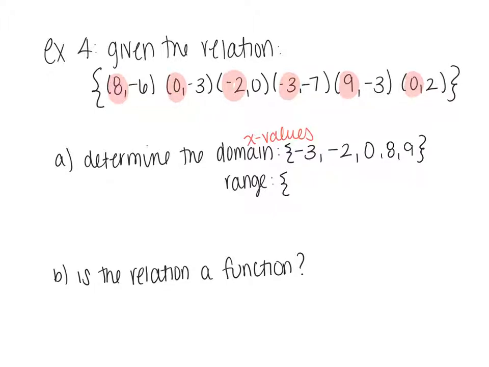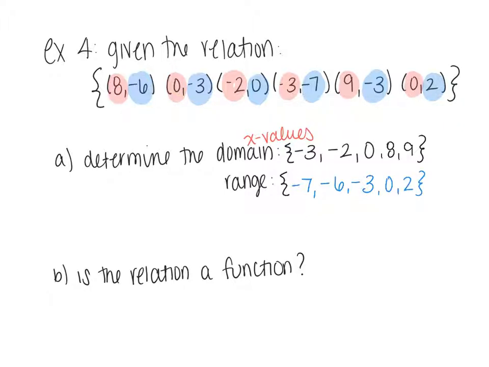My range is going to be the same thing, except I'll be listing off my y's. So -6, -3, 0, -7, -3, 2. So I'm going to list them off in least to greatest order. So I have -7, -6, -3. Again, I have two -3's, but I don't need to list them but once.